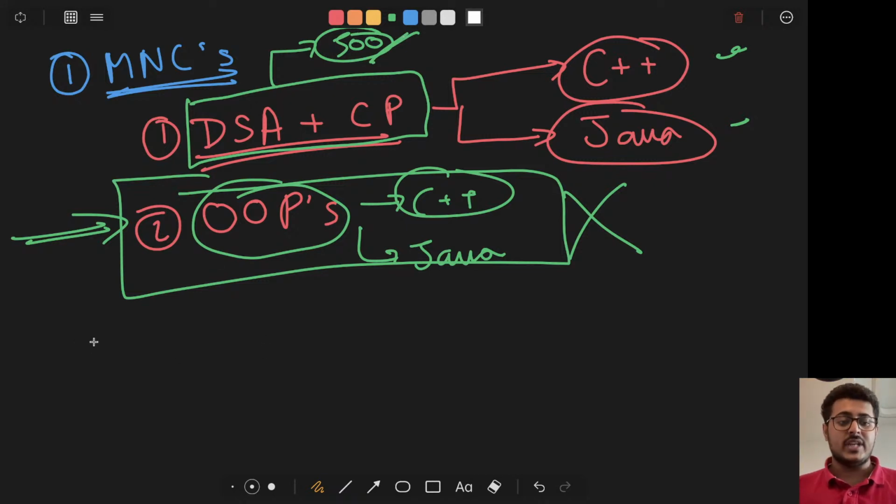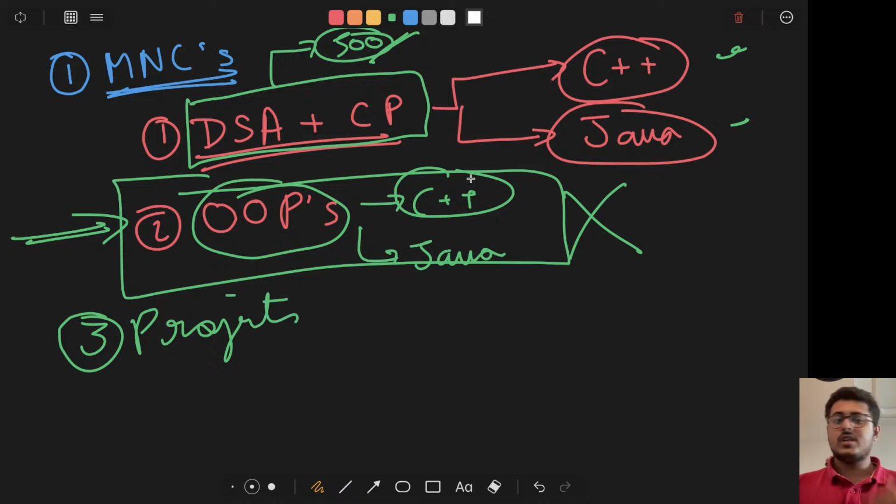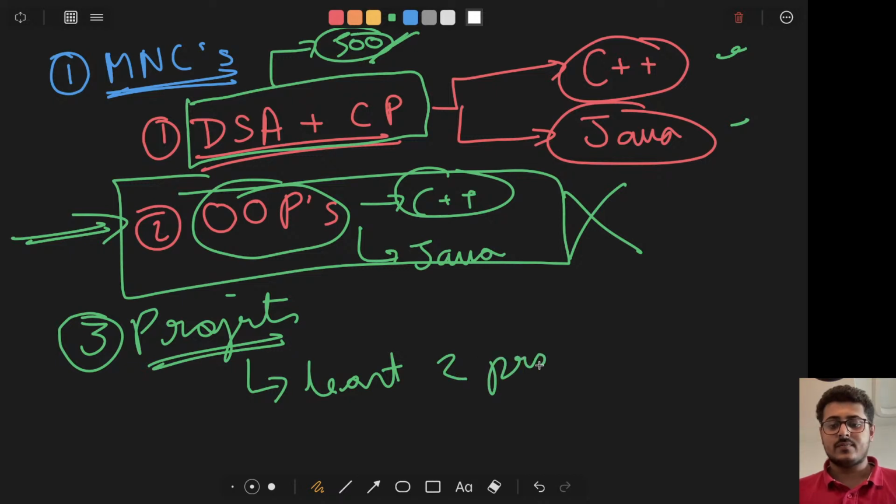Next, coming to projects. The third point is projects. So first you have to complete DSA and CP in C++ or Java. Next you have to do projects. For projects, you need to have at least 2 good projects. I'm not talking about something like facial recognition. These projects do not count at all.